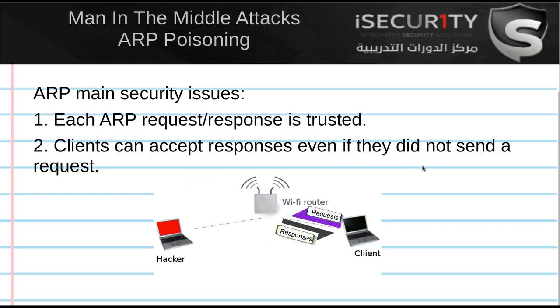The second security issue is that clients can accept responses even if they didn't send a request. So for example, when a device connects to the network, the first thing it's going to ask is, who is the router? And then the router will send a response saying, I am the router. Now we can just send a response without the device asking who is the router. We can just tell the device, I am the router. And because the devices trust anyone, they will trust me and they will start sending me packets instead of sending the packets to the router.